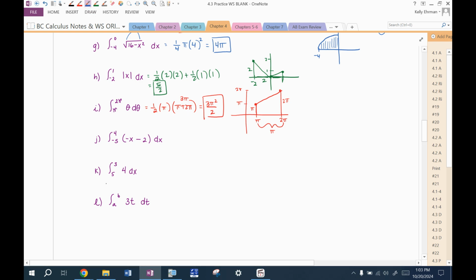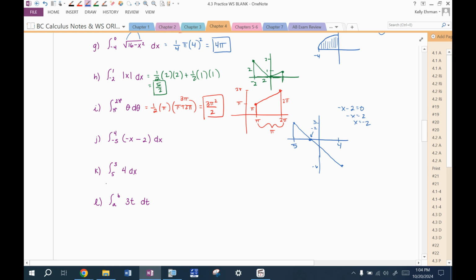All right, for this one, going from negative 5 to positive 4. When you plug in negative 5, you get 5 minus 2, which is 3. And when you plug in 4, you get negative 4 minus 2, which is negative 6. This is a line of some sort. Where does the graph hit the x-axis? When is negative x minus 2 equal to 0? That's when x equals negative 2.